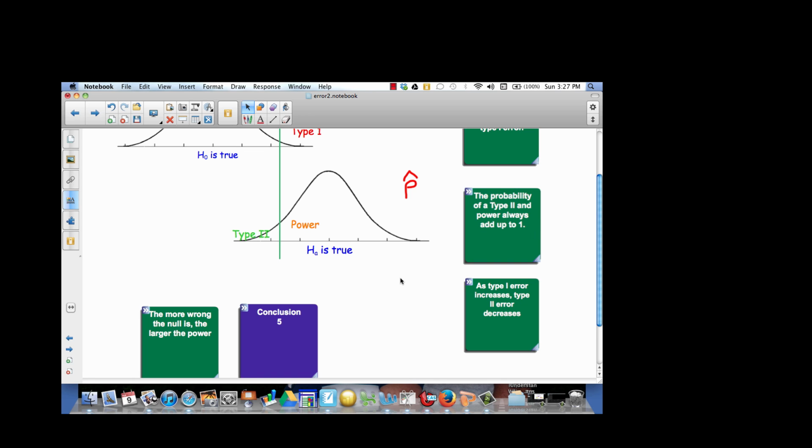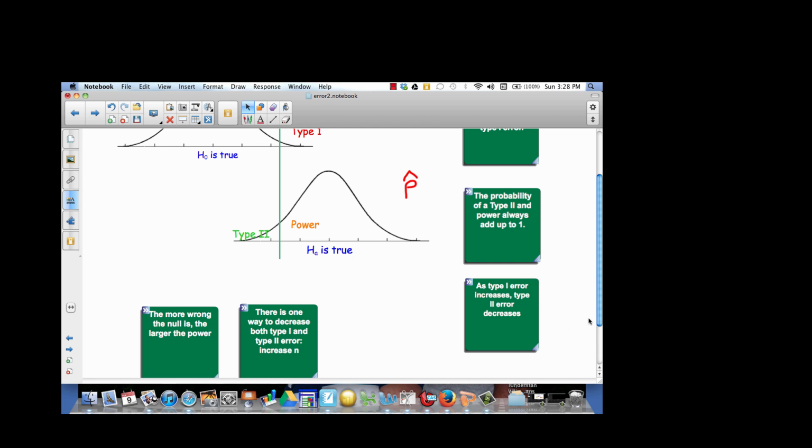The last conclusion is that there is one secret way to make type 1 error go down and make type 2 error go down and increase the power. Any guesses? Well, it is, drum roll please, you increase the sample size. Think of it logically. If you sample more people, you have more information, you're less likely to make any mistakes, and you're more likely to reject when you should.